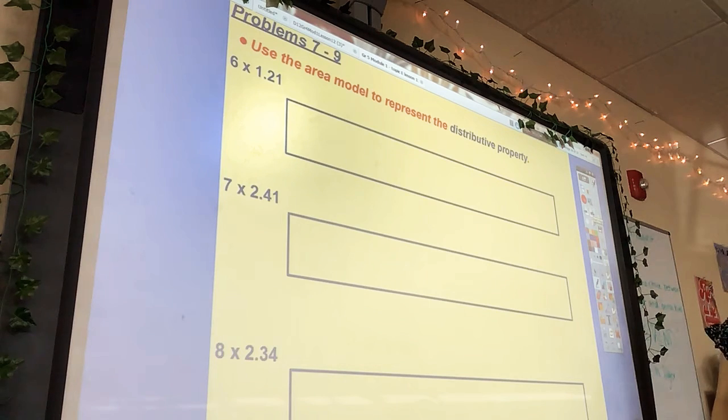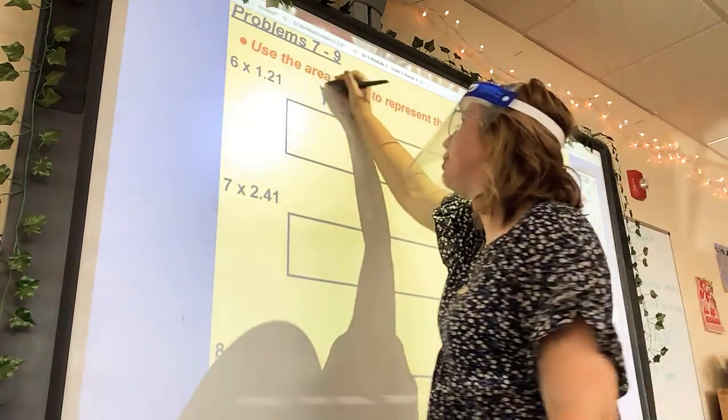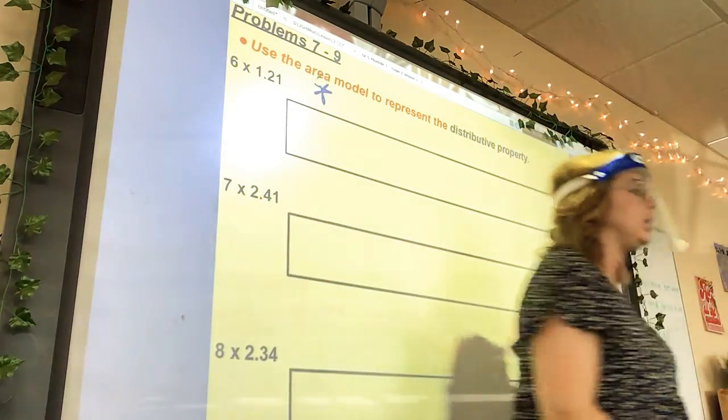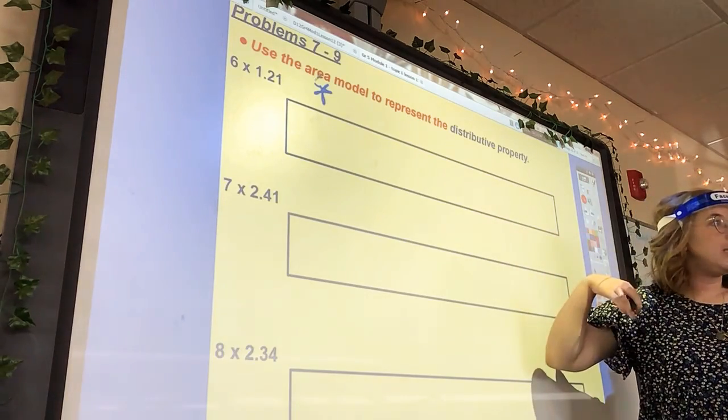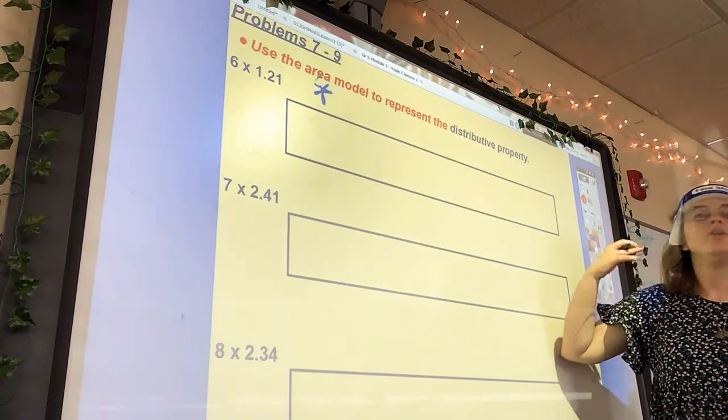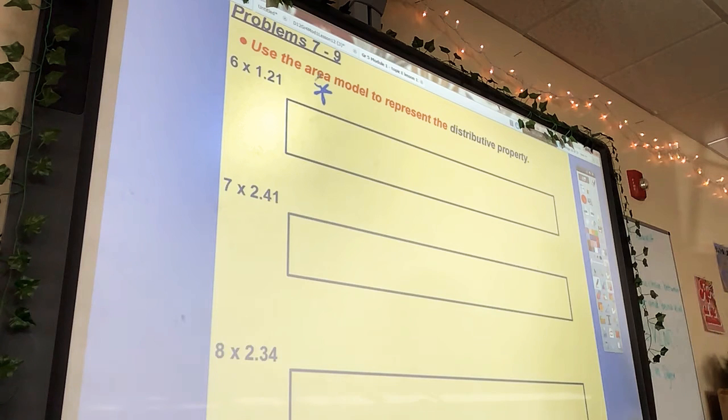So if you could do, let's do this first one. Go ahead and just do it in your notebook, okay, in your notebook. So draw an area model, which is just a rectangle, right? And then do 6 times 1.21, right? Split it up into different place values. I'm going to give you like 3 minutes for this problem, okay?